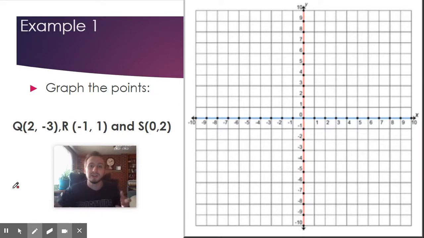Okay, so let's look at this coordinate plane. What you're going to be asked to do for this week is I want you to be able to look at a coordinate plane, see where points are plotted on it, and tell me what the ordered pair is. And I want you to be able to plot your own points on a coordinate plane to show me that you know where they go.